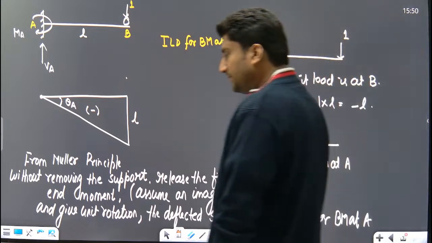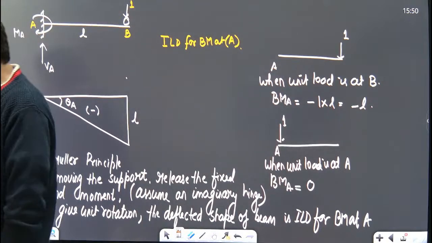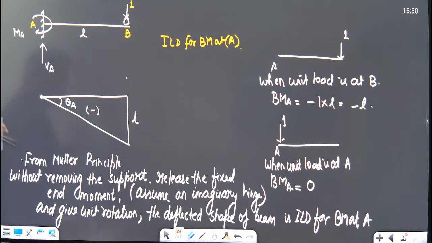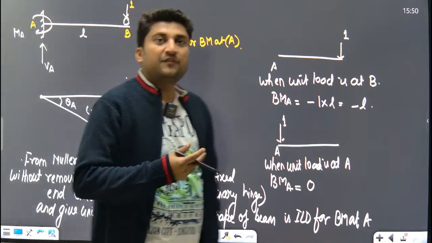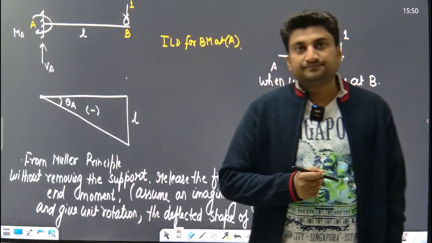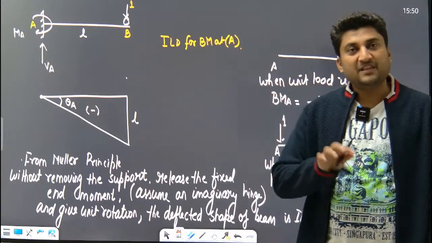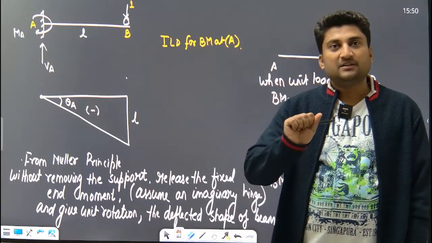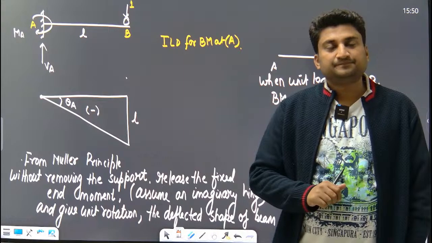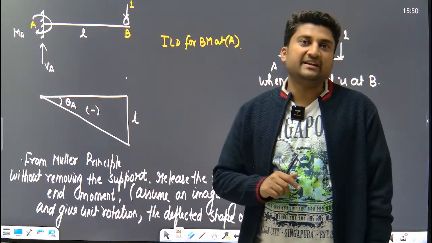Clear? Yes or no? So these three concepts are clear. For cantilever beam, how to draw ILD for reaction? Remove the support without removing the fixed end moment. Give unit displacement. The deflected shape is ILD for reaction.